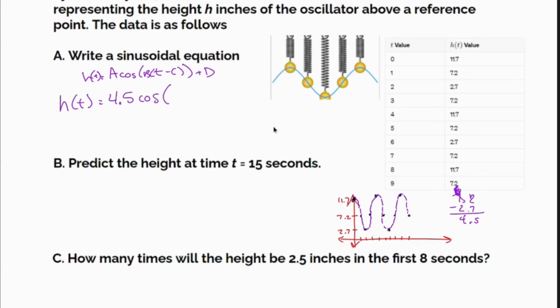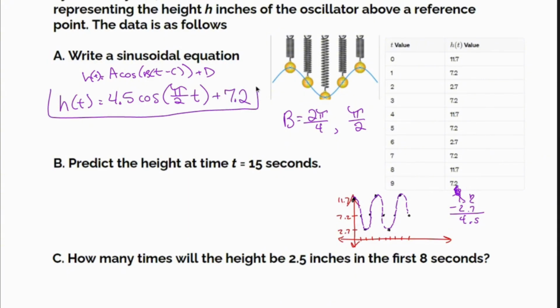B is going to be the frequency. I know that the period is 4, so frequency is going to be 2 pi over 4, which is going to be pi over 2. We did one very similar to this already. I'll put t there, no movement left or right. Midline is 7.2, so there's my equation. Took a half an hour, but we got it.